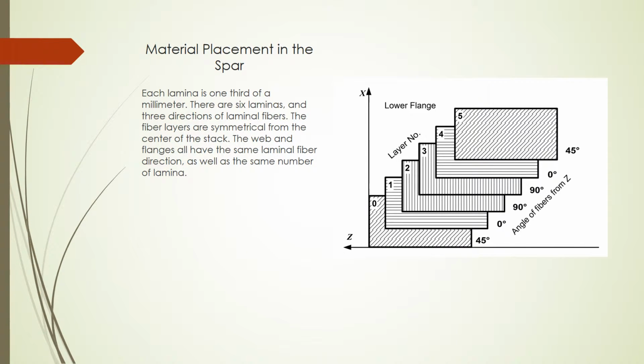Material placement in the spar. Each lamina is 1/3 of a millimeter. There are 6 laminas and 3 directions of laminal fibers. The fiber layers are symmetrical from the center of the stack. The web and flanges all have the same laminal fiber directions, as well as the same number of lamina. On the right, there is a graph that represents each layer and the angle of the fibers in that layer.